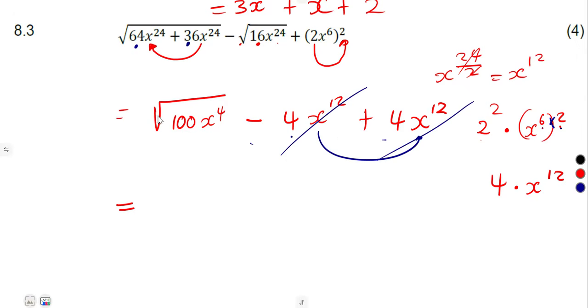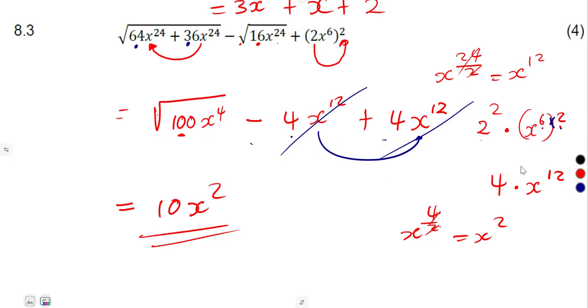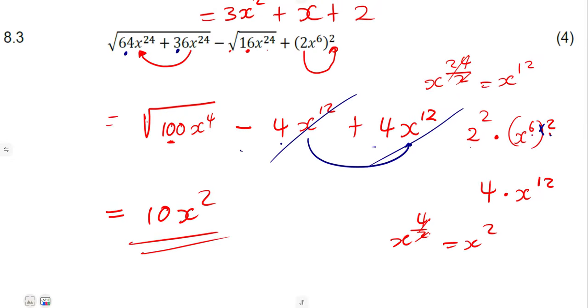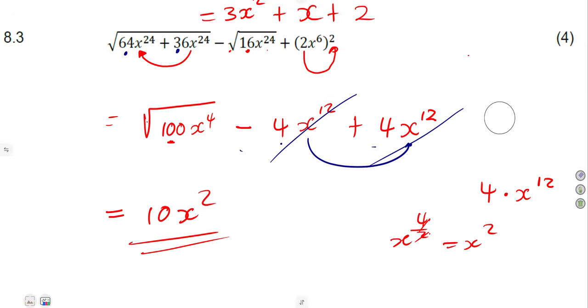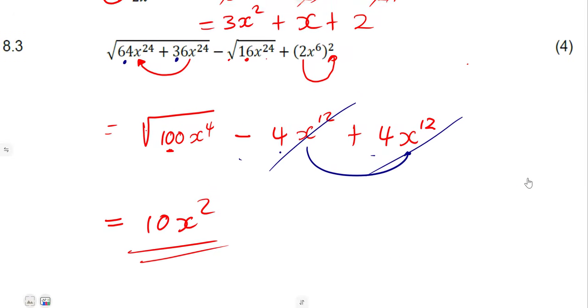And we've got the square root of what? 100, which is 10. Square root of x to the exponent of 4. Remember, square root you divide by what? By 2. The exponent you divide by 2. So that's x squared. So it was going to be 10x squared at the end. That is what you were going to have at the end if you were to simplify this further.